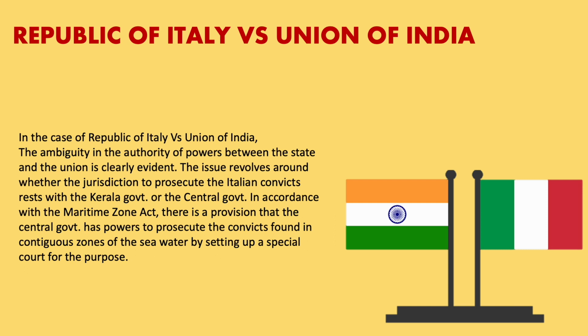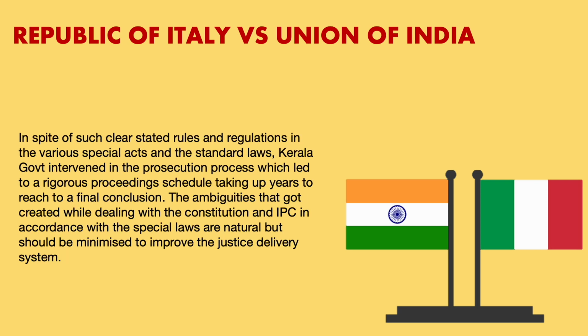In that case, there was a dispute over which government had the authority to prosecute Italian convicts. The Kerala government and the central government had conflicting interpretations of the Maritime Zone Act. This led to a long and complex legal process, delaying justice. Such situations highlight the importance of minimizing ambiguities in our legal system to ensure a smooth and efficient process.